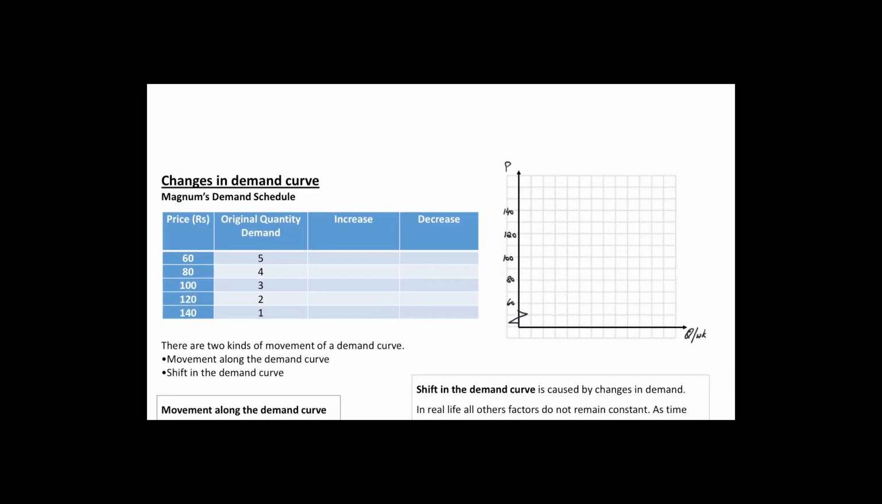So we're talking about the same Magnum classic flavor, and what is given to us is a demand schedule. It's already given to us right here. At the price of 60, I am willing to buy 5. At the price of 80, I'm willing to buy 4. So it's sort of like going like this, and at 60, it would have been at 0 level. That's my original demand curve.